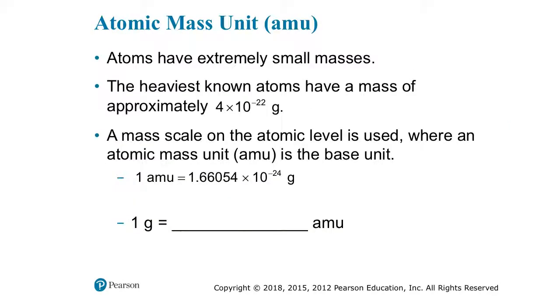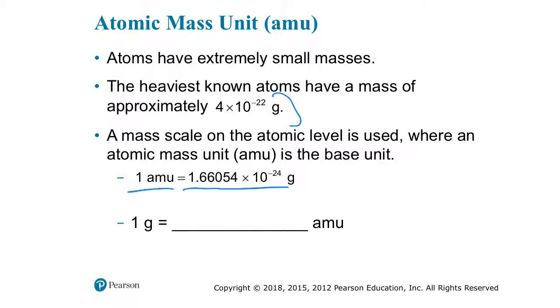The atomic mass unit scale: the atoms are so small we actually invent a mass scale to describe how small they are. The heaviest known elements turn out to have masses of about 4 times 10 to the minus 22 grams per single atom. That's a really low mass. And the way the AMU scale works, within this chapter, is just a simple conversion. So we define 1 AMU as a conversion into grams.